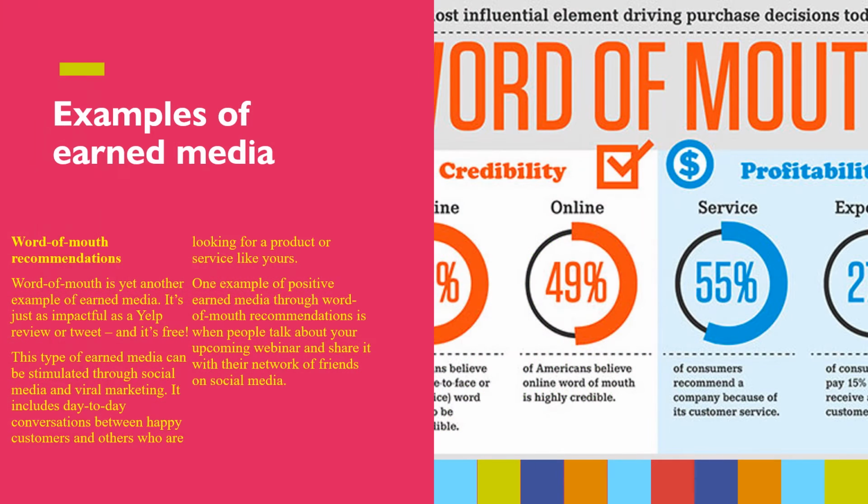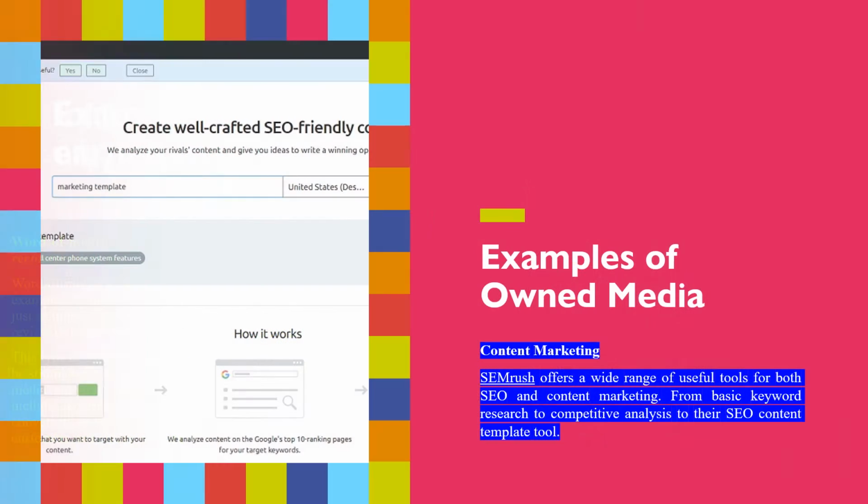3. Word of mouth recommendations. Word of mouth is yet another example of earned media. It's just as impactful as a Yelp review or tweet, and it's free. This type of earned media can be stimulated through social media and viral marketing. It includes day-to-day conversations between happy customers and others who are looking for a product or service like yours. One example of positive earned media through word-of-mouth recommendations is when people talk about your upcoming webinar and share it with their network of friends on social media.